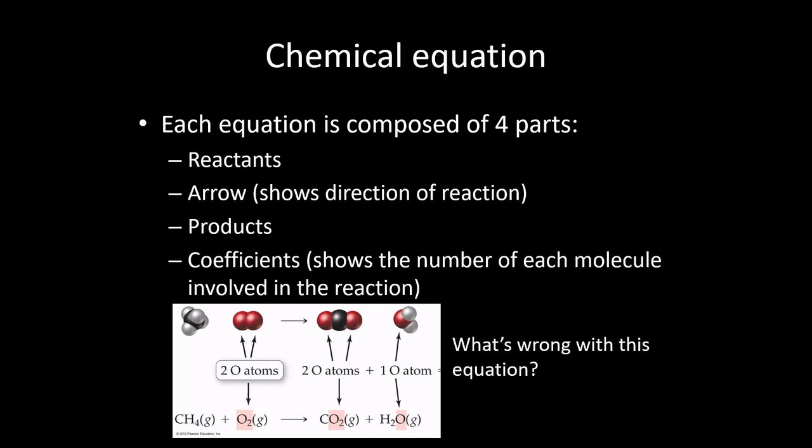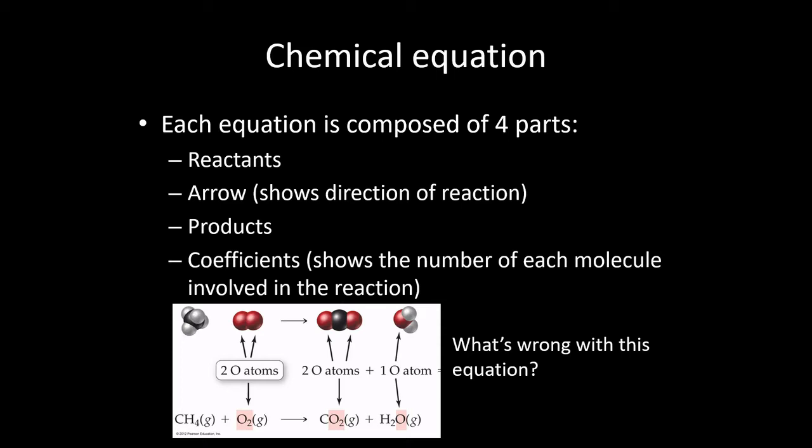You have to have an arrow which shows the direction that the reaction is moving in. This is sometimes called the reaction coordinate, I believe, but it's not something that's super important to us at this point. Every reaction is also going to have products, something that is formed, something that is made from the reactants. And lastly, but not least important by any means, every chemical equation is going to have coefficients. These show the number of each molecule that is involved in the reaction.